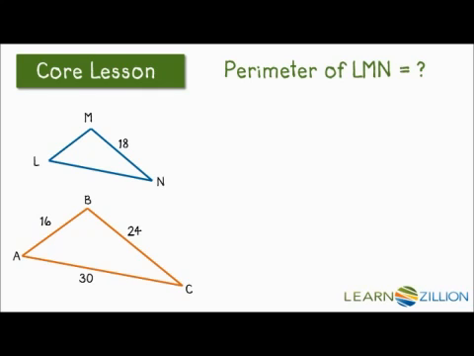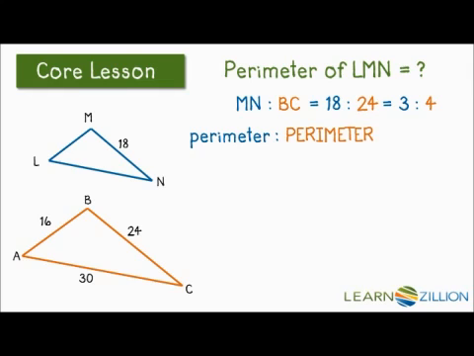Let's find the perimeter of triangle LMN, even though we only know one side. We start by writing a scale factor of the known sides. 18 to 24 is the same as 3 to 4. Notice that I'm putting the small one first. The ratio of perimeters then is also 3 to 4. Now we can find the perimeter of the large triangle because all 3 sides are given. That adds up to 70.